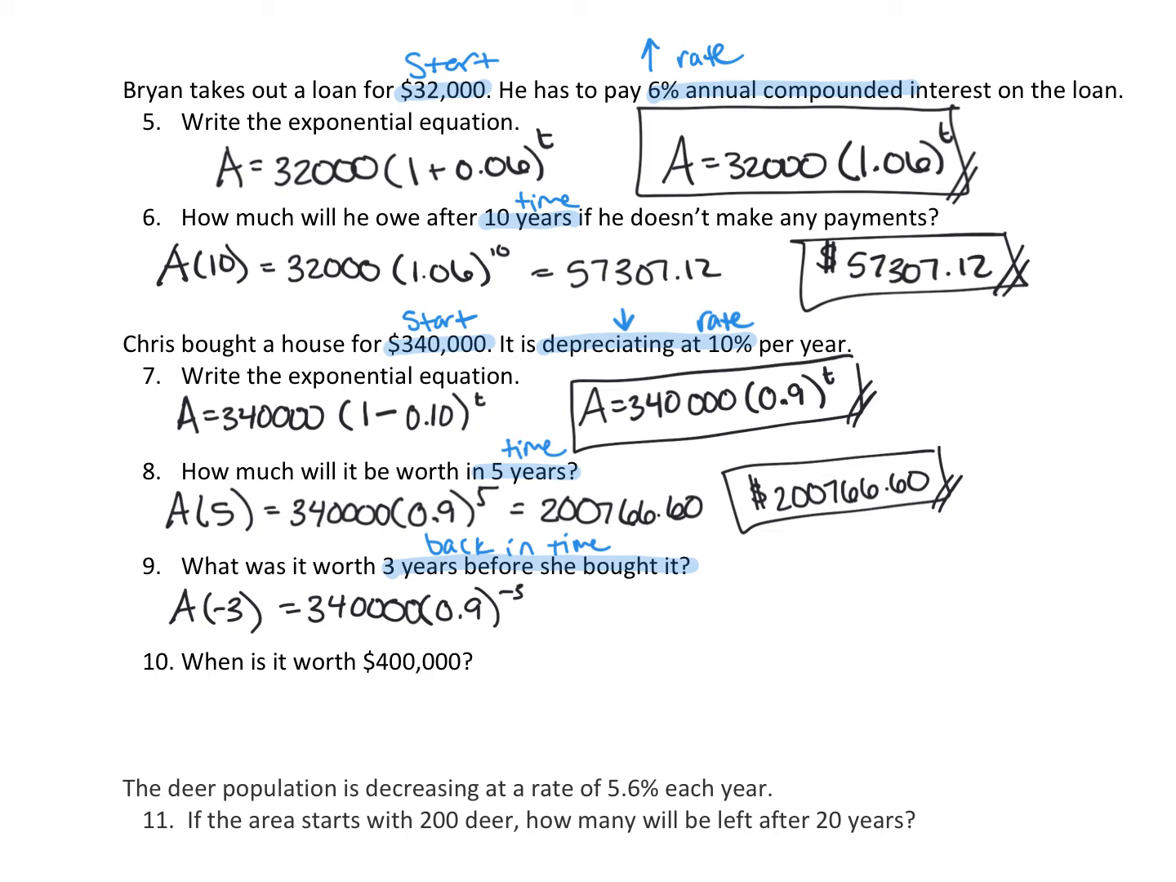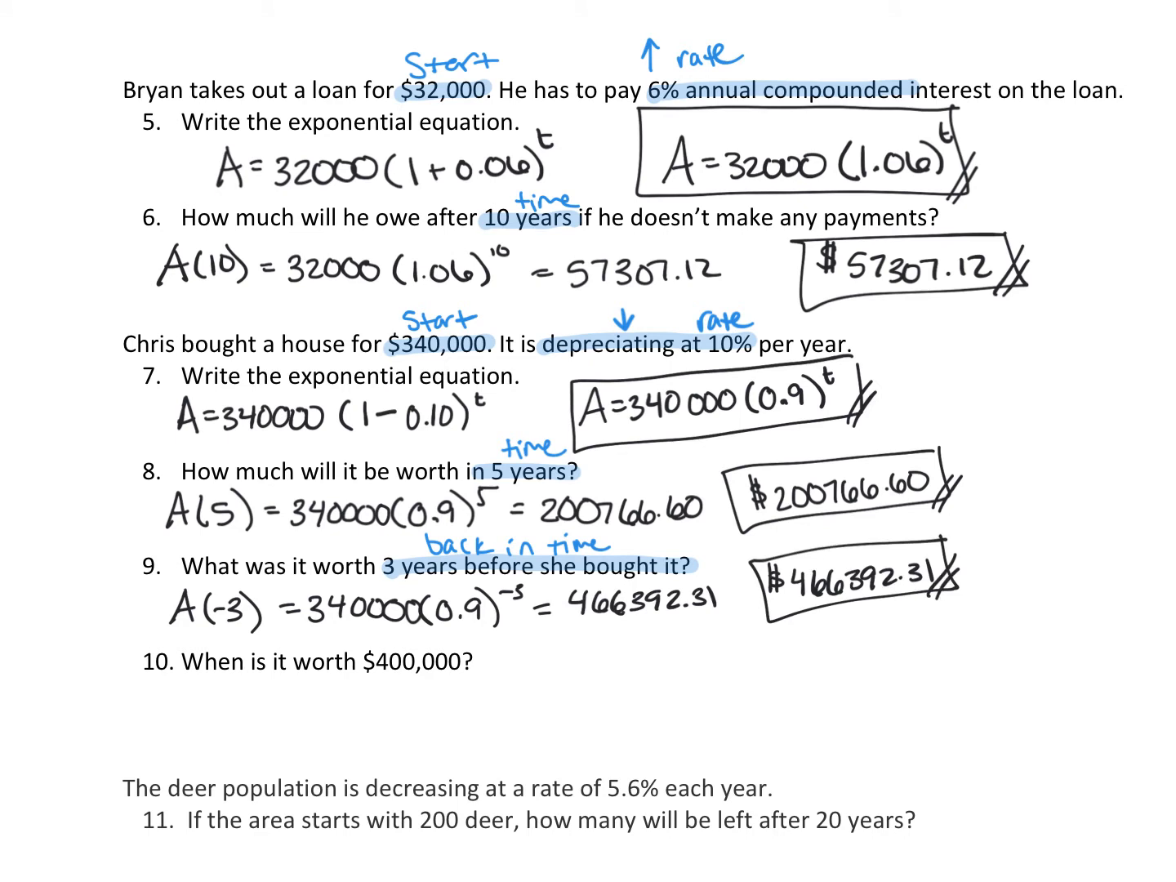So our answer should be bigger than 340,000. So when we plug this into the calculator, we get 466,392.31. So it was valued more 3 years ago than it is now or in 5 years from now. So again, normally we'd write a sentence, but for right now, putting in my answers.